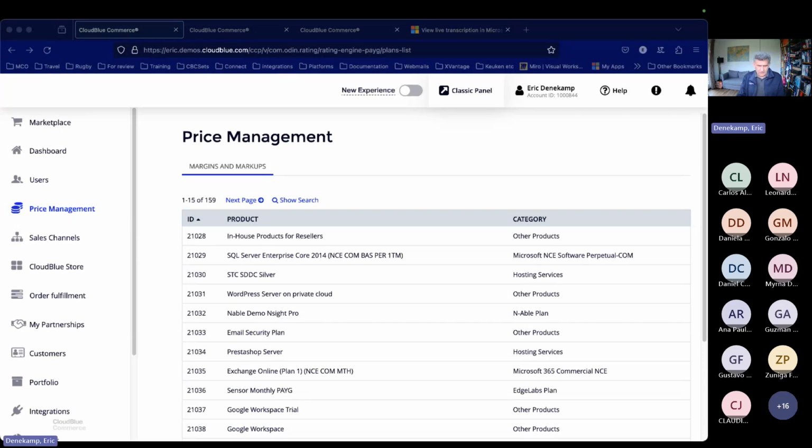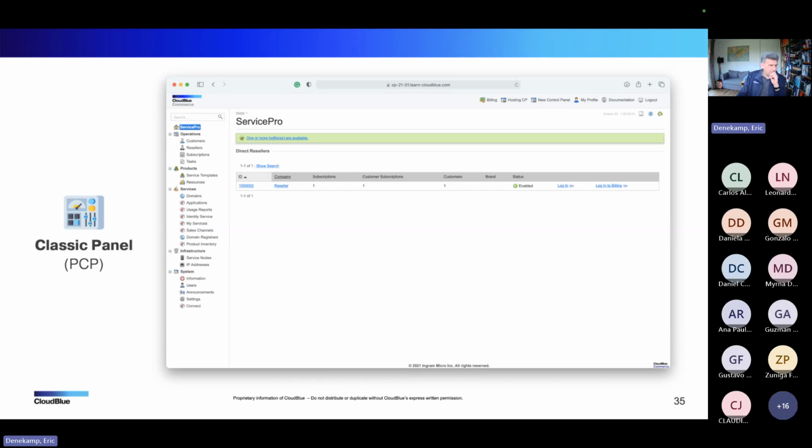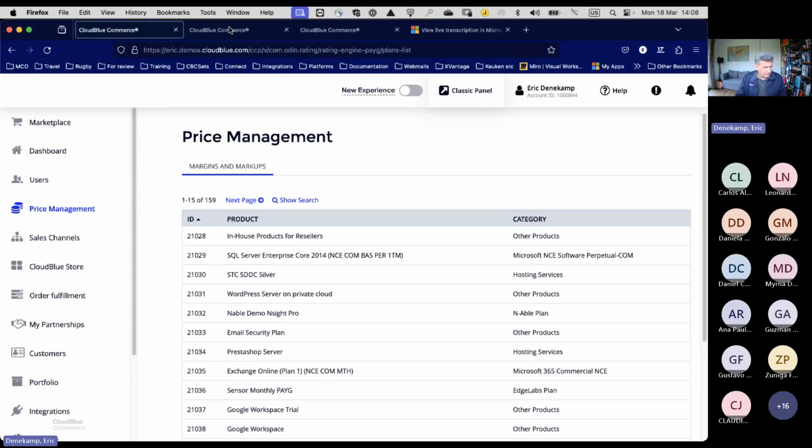Let me continue in my slide deck. Let's see what we have. We've got the classic panel for provider. There's a lot more in there. This is the actual provider where you see the services. And as you see in my classic panel, let me go there.